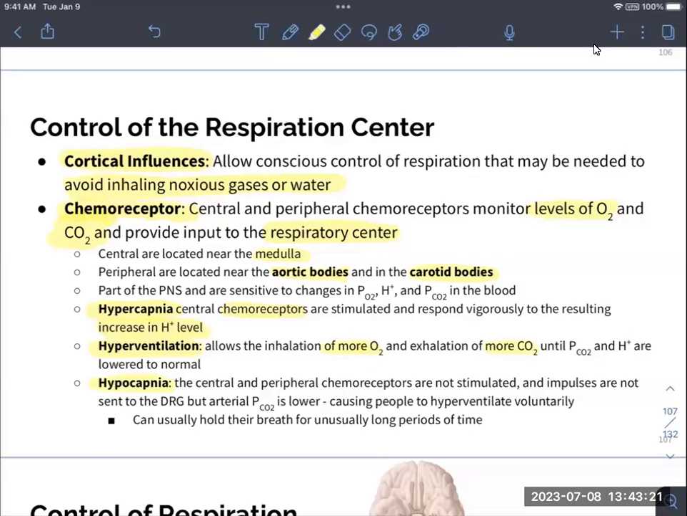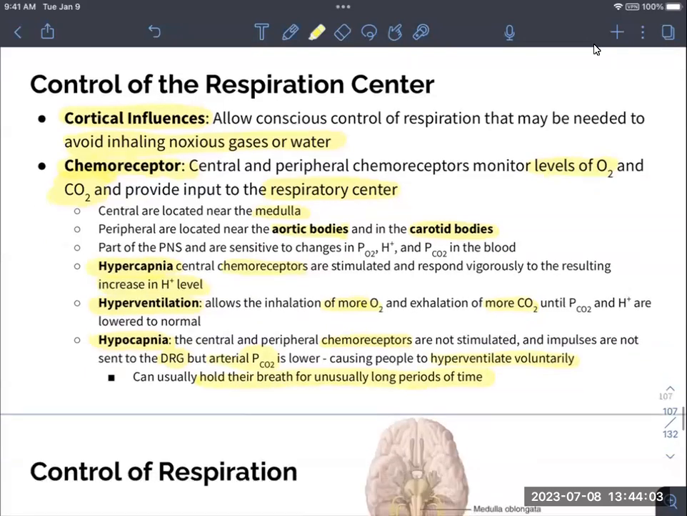Hypocapnia, that is decreased breathing. These different peripheral receptors, chemoreceptors, they're not stimulated. So information is not going to that dorsal respiratory group, but that arterial pressure of carbon dioxide is low. This can randomly cause people to hyperventilate voluntarily, but it can also cause people to hold their breath for unusually long periods of time, trying to increase that carbon dioxide level that is technically found in the blood.